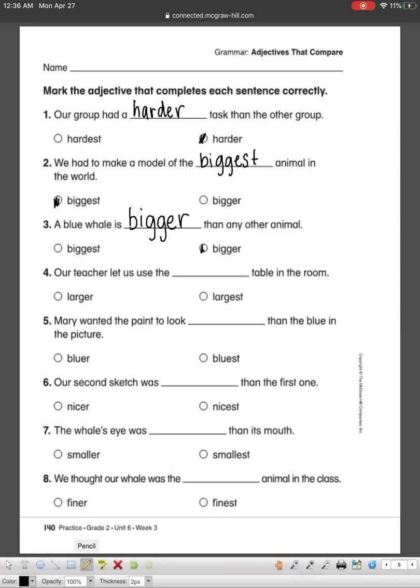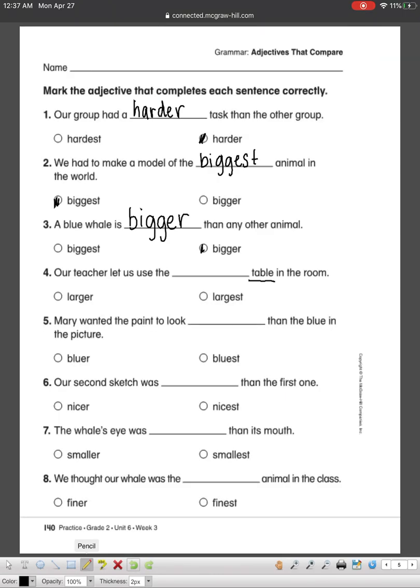Number 4. I want you to try this one on your own. I'm going to read it to you, but I want you to try to figure out how many different things we are comparing. Number 4. Our teacher lets us use the blank table in the room. So we're talking about table, okay?